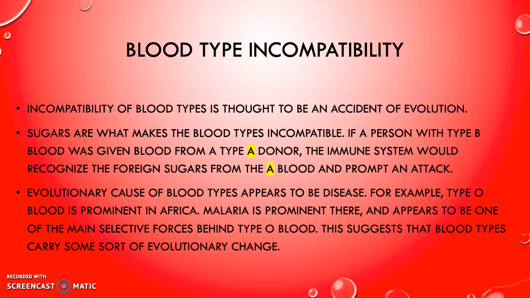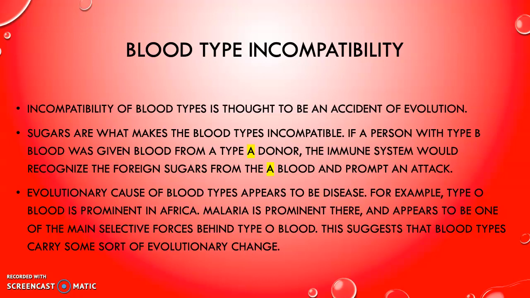Blood type incompatibility. Incompatibility of blood types is thought to be an accident of evolution. There's no real proof that it was on purpose. Sugars are, in fact, what makes the blood types incompatible.